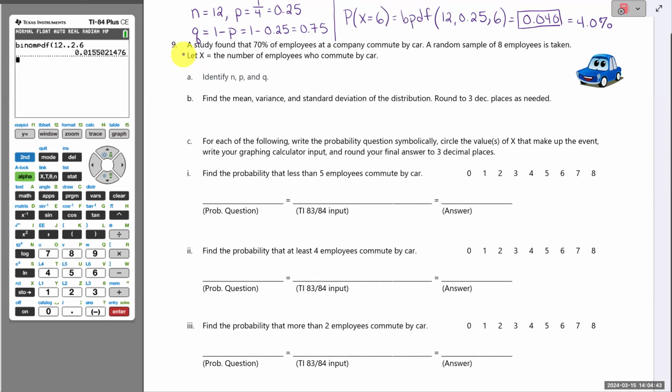All right, so N, the number of trials, they're going to check in with 8 employees at random. P, the probability they commute by car, is given, 70%. So we'll get that in decimal, 0.7. Q would be 1 minus P, the complement of P. So 1 minus 0.7, and that will be 0.3.